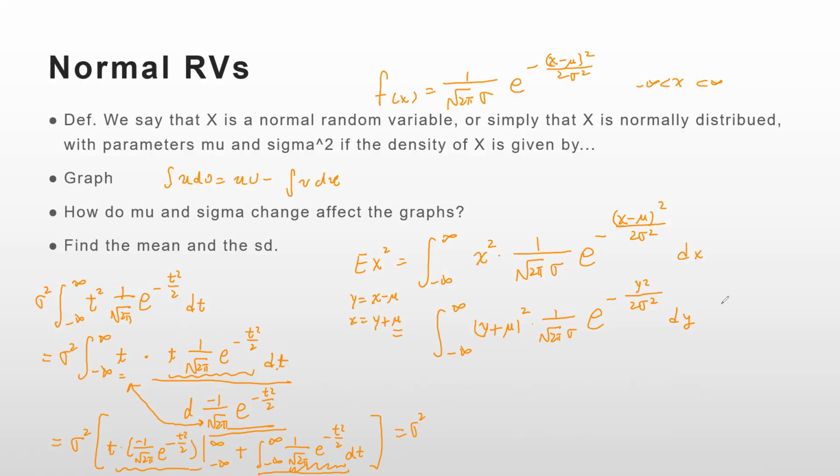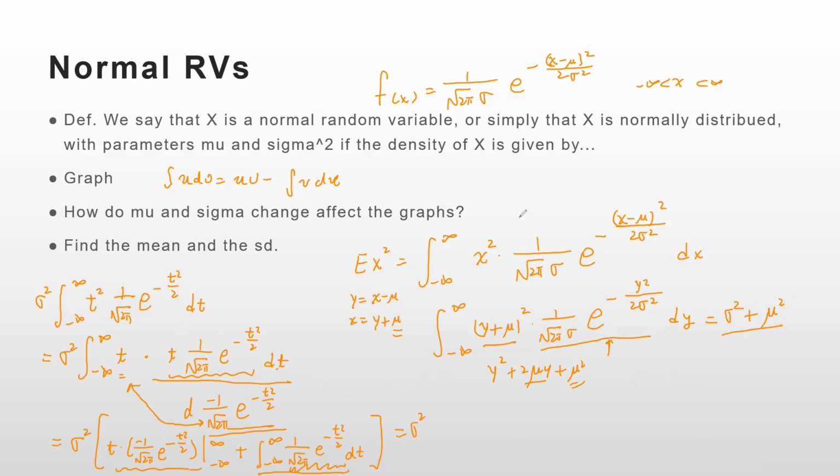So originally here you have a sigma squared plus mu squared, because when you expand it, you get y squared plus 2 mu y plus mu squared. This term will disappear when you combine with this, it will disappear in terms of the integral because it's an odd function. And mu squared times this integral is mu squared. So eventually you have mu squared plus sigma squared.